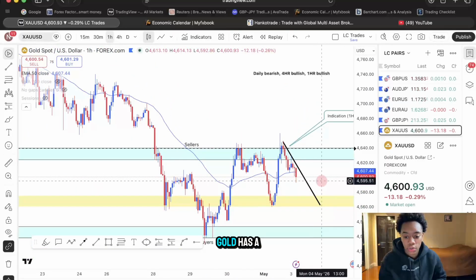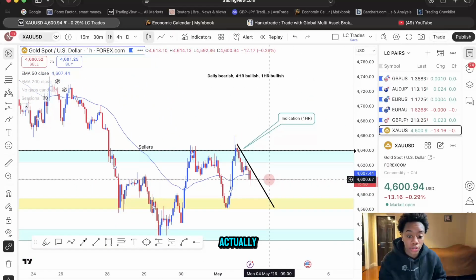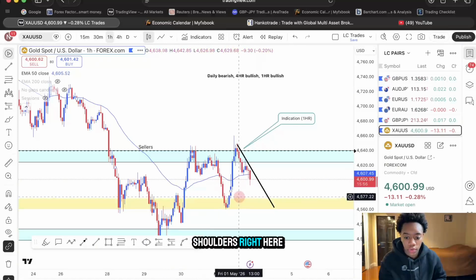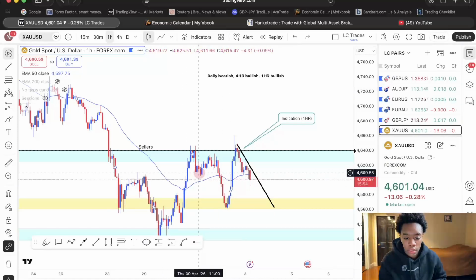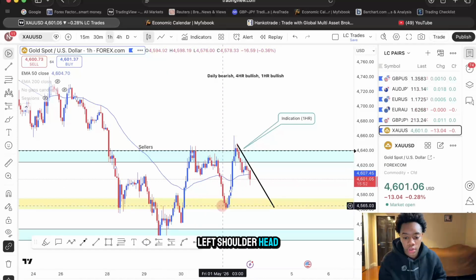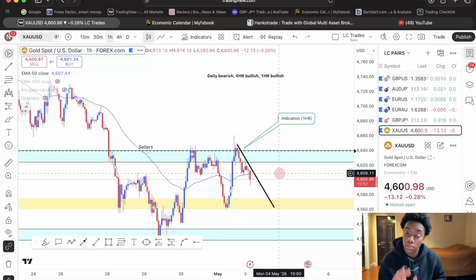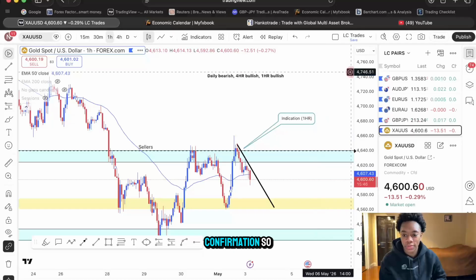But we have to see, because gold has a mind of its own, which is fine. Actually, this is an inverted head and shoulders right here, to be honest. Left shoulder, head, right shoulder. But hey, look, we just gotta wait for confirmation.